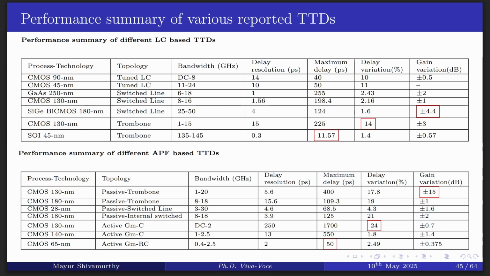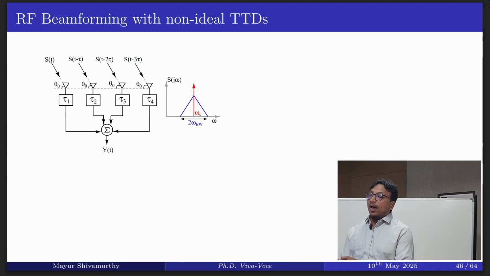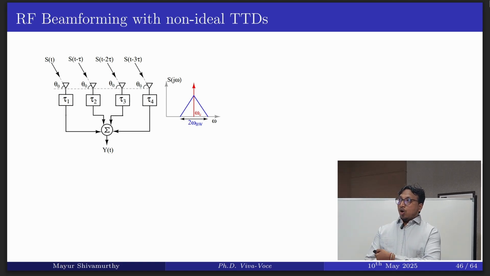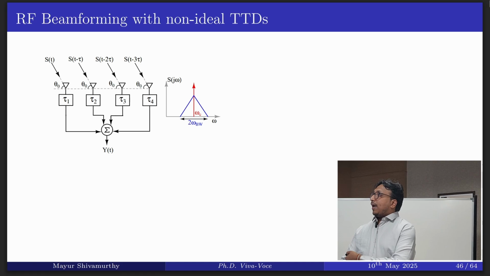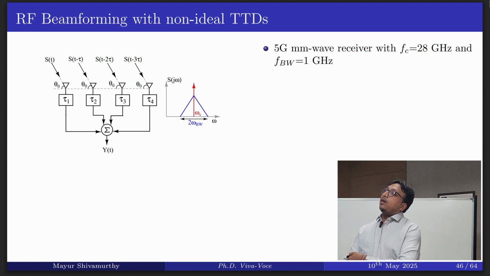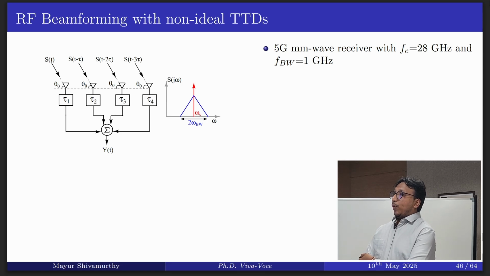So taking that as an objective, we have analyzed how the practical TTD would affect the timed array receiver. The case study is done for the RF beamforming as well as the baseband beamforming. For this we have considered a 4x1 timed array receiver, and the example is a 5G millimeter wave receiver with a carrier frequency of 28 GHz and bandwidth of 1 GHz.